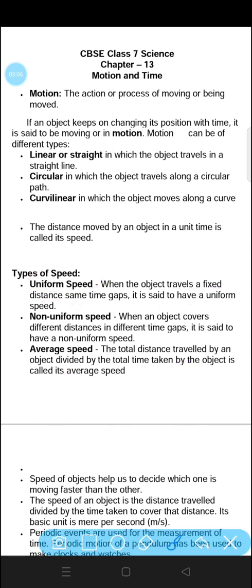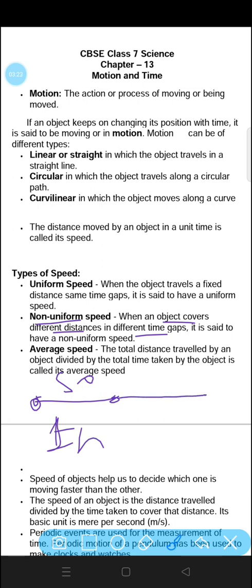Now, next is non-uniform speed. When an object covers different distances in different time gaps, it is said to have a non-uniform speed. For example, if a vehicle is moving, it covers first 50 kilometers in 1 hour, again it covers 50 kilometers in 1.5 hours, then it covers 40 kilometers in 2 hours. So this is what non-uniform speed is. That means the time and the distance covered will be changing.